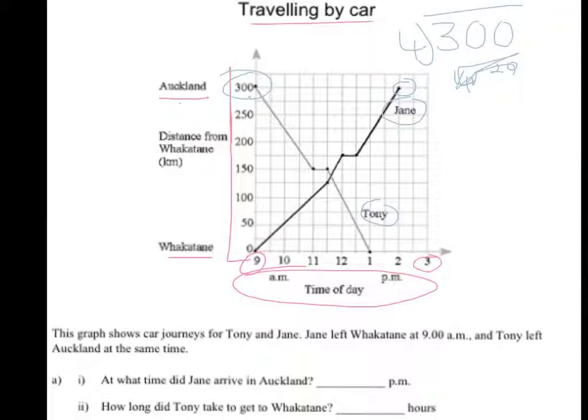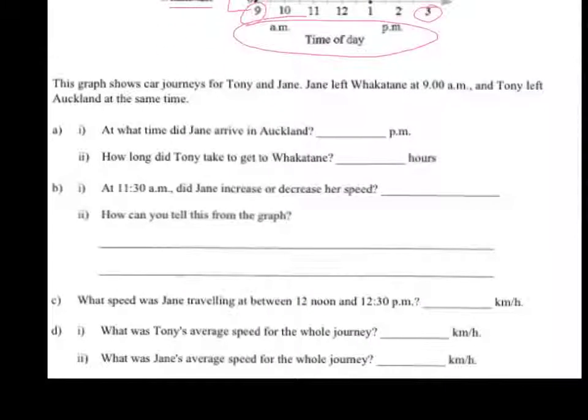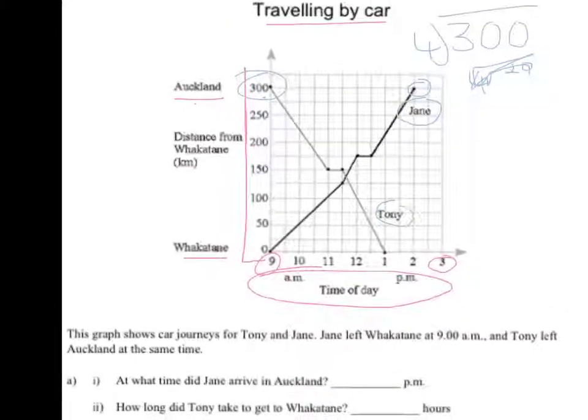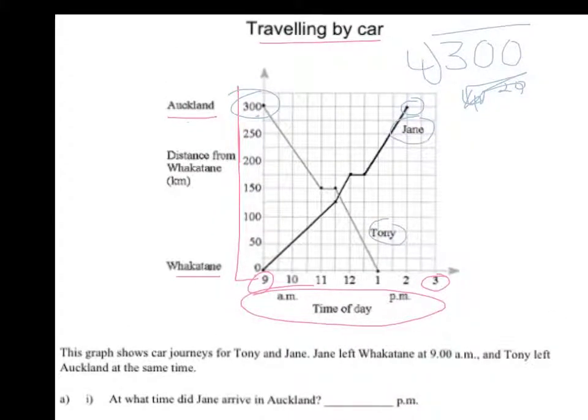That's what you do to calculate average. The last piece we want to look at is what was Jane's average speed for the whole journey, and you do the same thing. Put the overall distance in, which is 300, divided by how many hours it took her, which is 5. Okay, so that's how we read it.